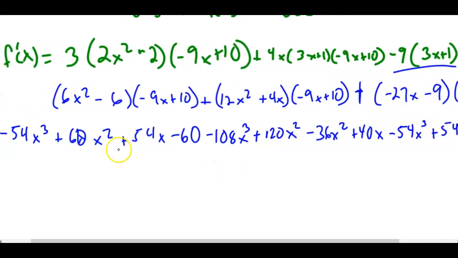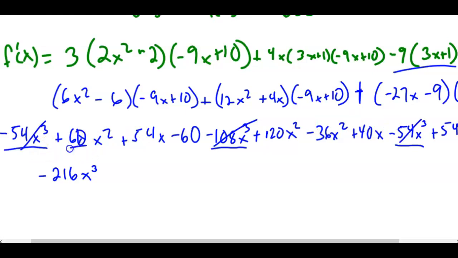I'm going to start with the cubes first. I have negative 54x cubed right here, that one, and that one. So negative 54x cubed minus 108x cubed minus 54x cubed. Negative 54 and negative 54 is a negative 108, and a negative 108 plus a negative 108 is a negative 216x cubed. Alright, I'm done with those.